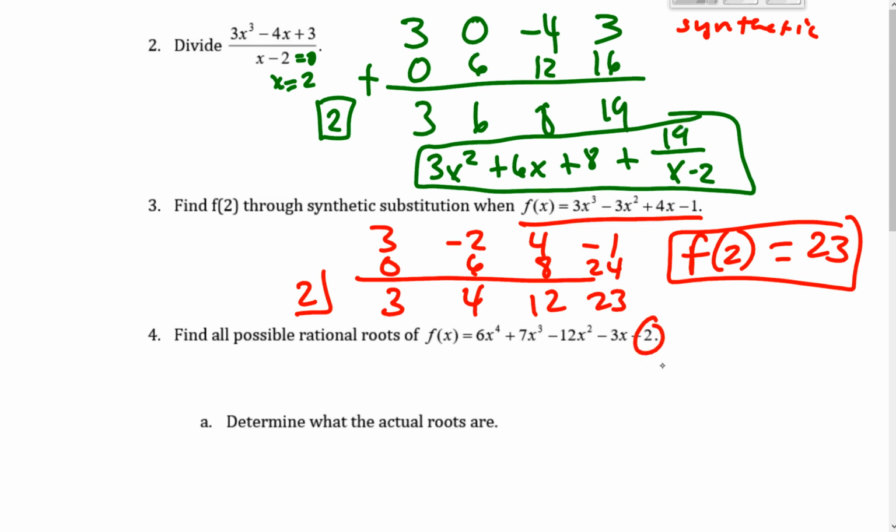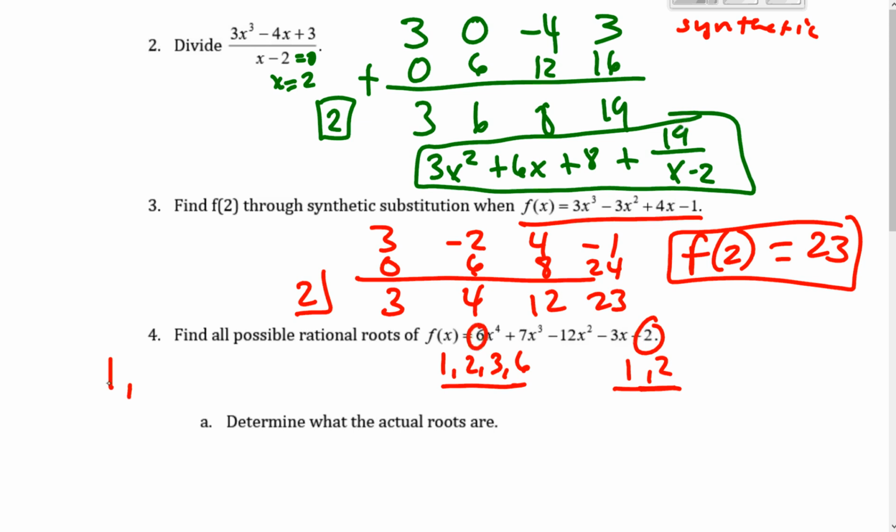Okay, possible rational solutions. So we're going to list the factors of our constant. That is 1 and 2. And I'm going to list my factors of my lead coefficient, which is 1, 2, 3, and 6. And I'm going to take every single one of these and divide by every one of those. So I'm going to take 1 divided by 1, 1 divided by 2, 1 divided by 3, 1 divided by 6, and they're all plus and minus.